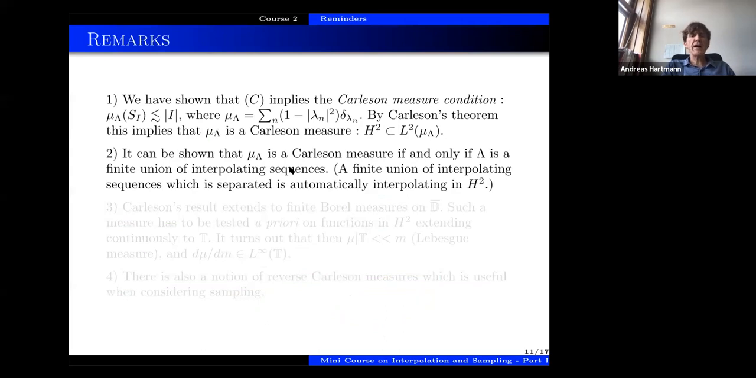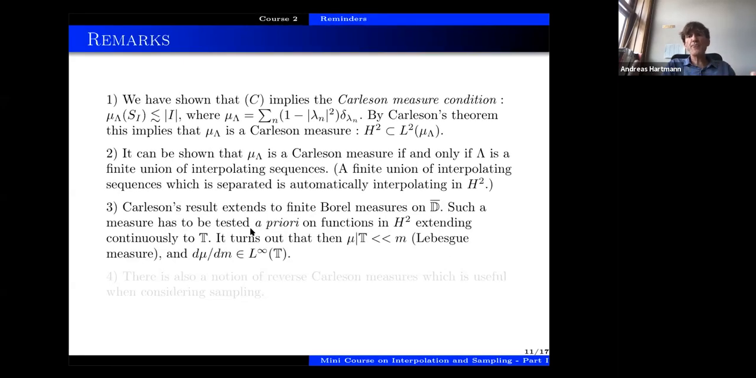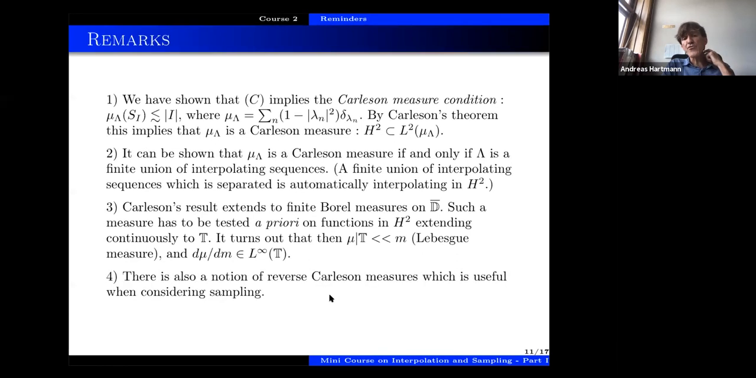This is just a remark. In general, if I don't have the separation condition, if I have a Blaschke sequence and I associate such a measure mu lambda, then this defines a Carlson measure if and only if lambda is a finite union of interpolating sequences. You can also extend it to measures supported on the circle. I will not go into details here. And there's also the notion of reverse Carlson measures, which is useful for sampling sequences, for sampling problems, but I don't want to insist on this now.